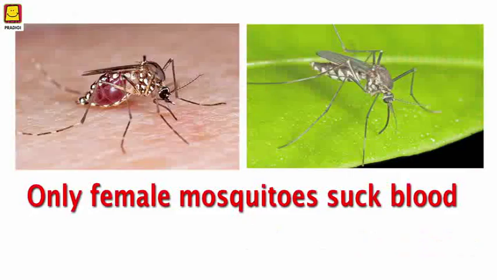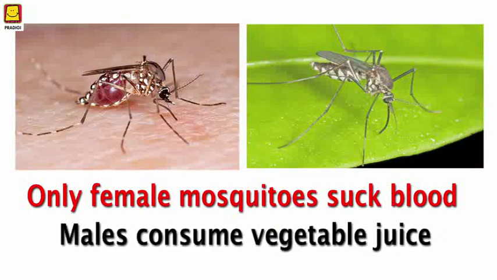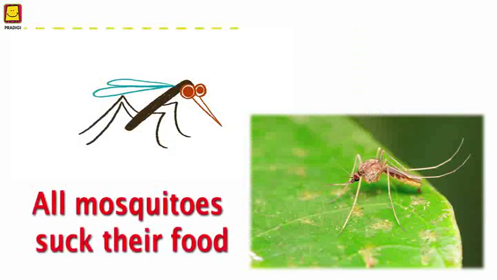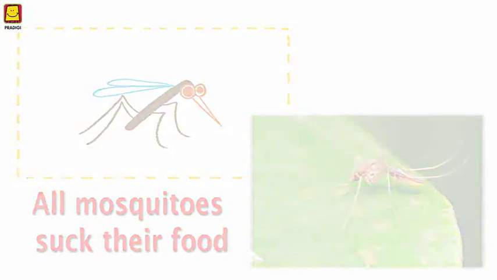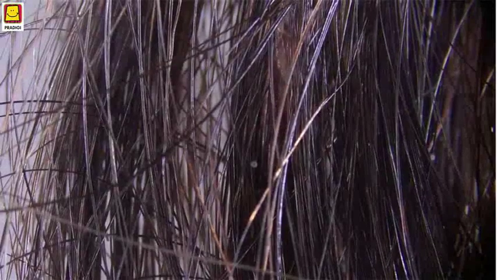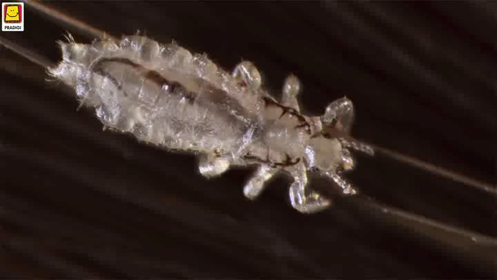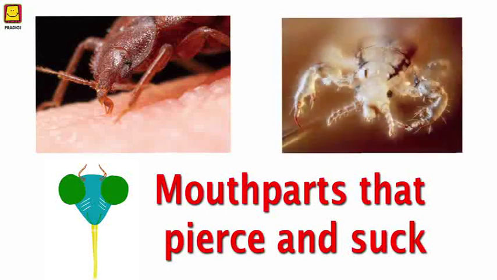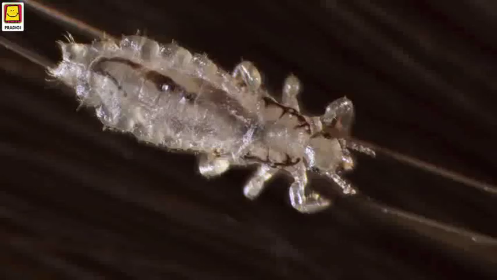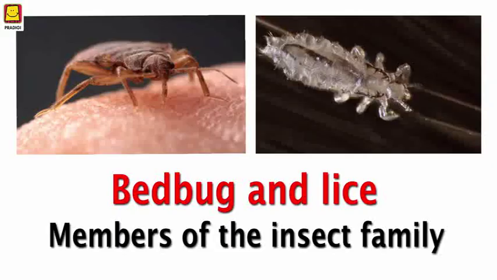Only the female mosquitoes suck blood of other creatures. Males live only on plant juices. Here too, they drink the juice by piercing leaves with their mouth parts. Similar piercing and sucking type of mouthparts are found in bed bugs that live in our beds and mattresses, and also in lice that sometimes get into our hair. Bed bugs and lice both belong to the insect family.